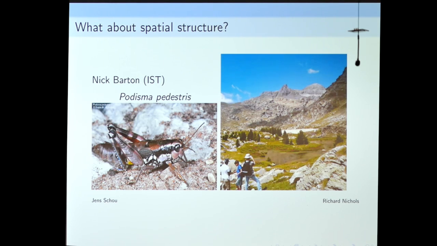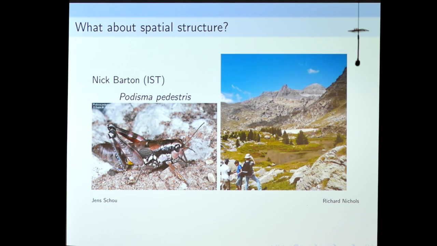And I should tell you why it's called Podisma pedestris, because it is a pedestrian grasshopper. It's hard to see, but this is the vestigial wing. This thing cannot fly, okay? So it crawls around, hops around, it doesn't move very far in its lifetime. So the spatial structure to Podisma pedestris probably looks pretty much like the plane.